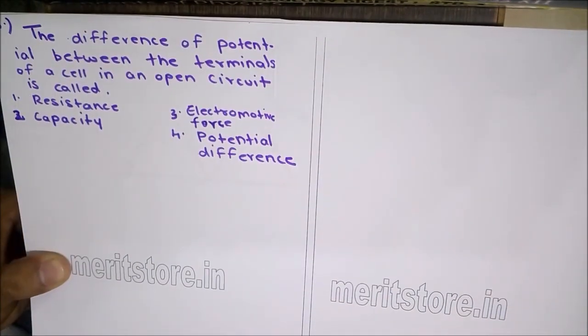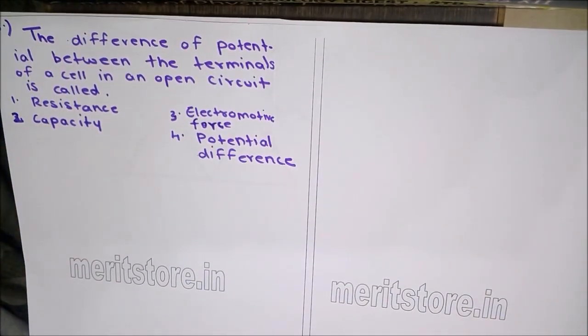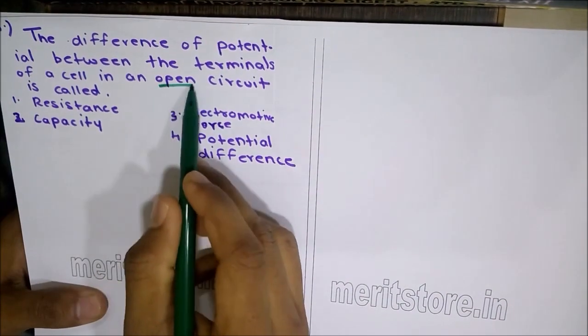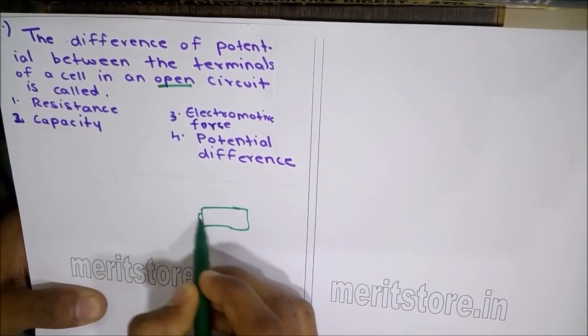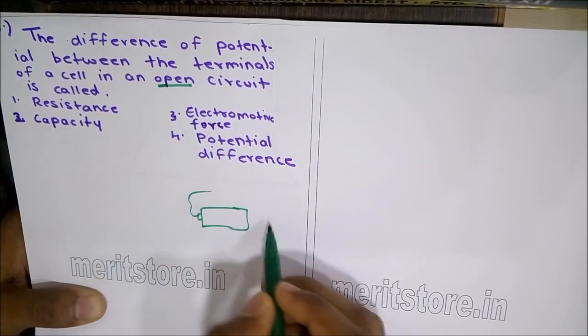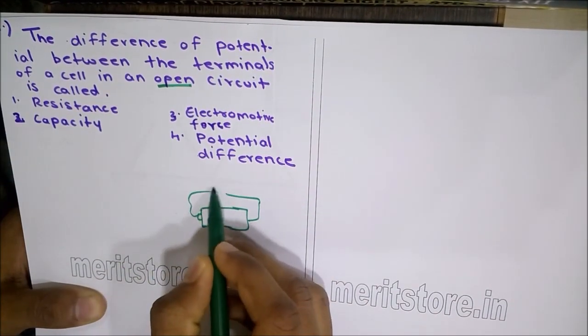The difference of potential between the terminals of a cell in an open circuit is called. There are 4 options. First, resistance. Second, capacity. Third, electromotive force. And fourth, potential difference. Now, since this circuit is open, so it is nothing but a battery that we are measuring the potential across.